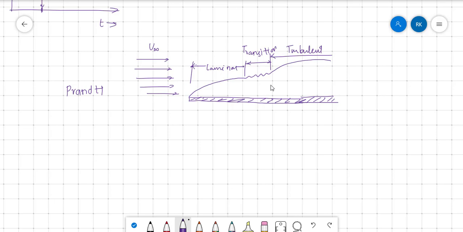So if you look in the turbulent region, there is a small layer called the laminar sublayer. Even though this region is in the turbulent region, the flow is mostly laminar. That's why this is called the laminar sublayer.